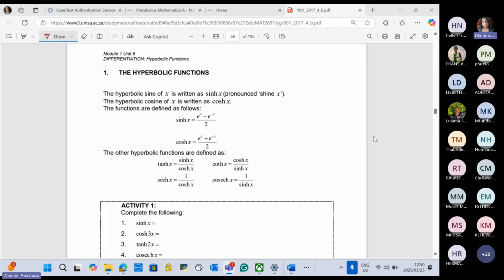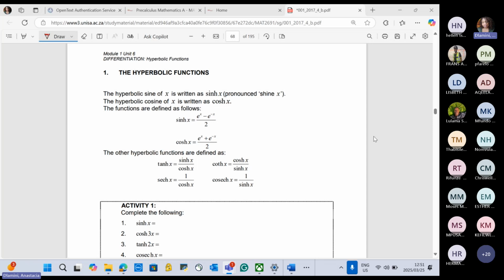So the hyperbolic function sine of x is written as sinh of x. Some people call it shine, some people call it sinh. In this work, they pronounce it as shine of x. Now, the hyperbolic cosine of x is written as cosh of x. The functions are defined as follows, meaning that the hyperbolic functions can be defined in terms of exponential functions.